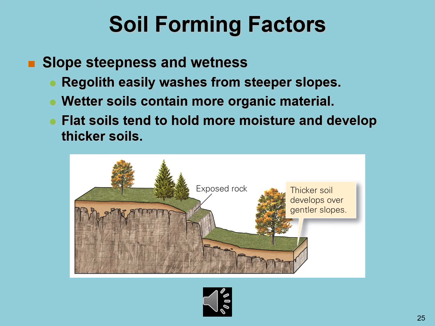Slope steepness and wetness are soil forming factors. A thick soil can accumulate under land that lies flat, and on steep slopes, soils may wash away before they form. All other factors being equal, soil thickness increases as slope angle decreases. Wetness affects soil weathering rates and organic content.